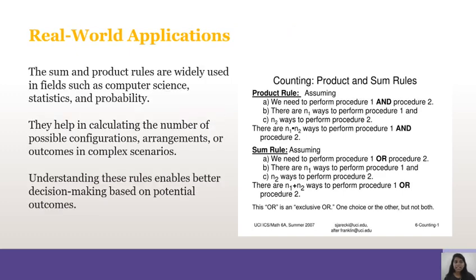Now let us see the real world applications. The sum and product rules are widely used in fields such as computer science, statistics and probability. They help in calculating the number of possible configurations, arrangements or outcomes in complex scenarios. Understanding these rules enables better decision making based on potential outcomes.